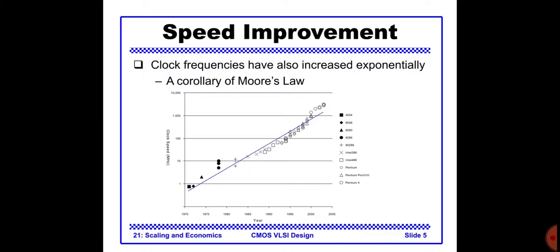In the clock speed level, in 1971 it was about 1, in 1975 10, in 1985 100, in 1990 1000, in 1995 10,000 and in 2005 above 10,000.